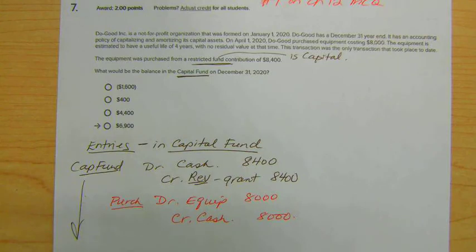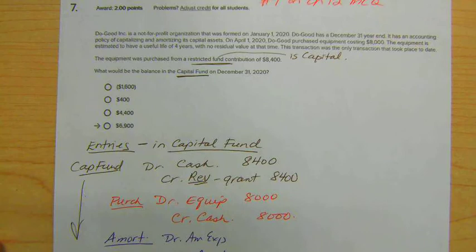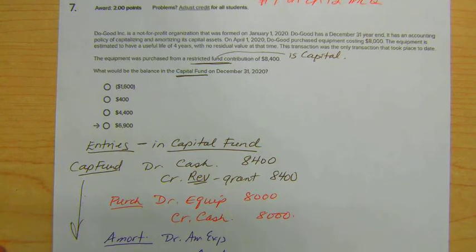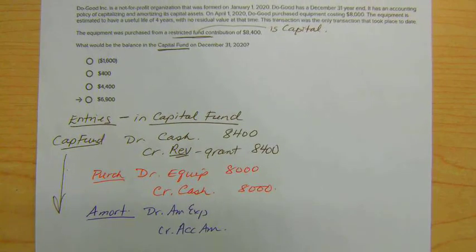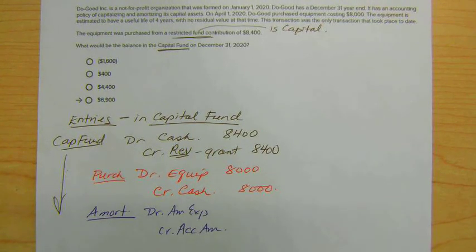So then, what do we do at the end of the year? Amortize. So, debit amortization expense, credit accumulated amortization. For how much? Anyone? Yeah. 1,500, perfect.